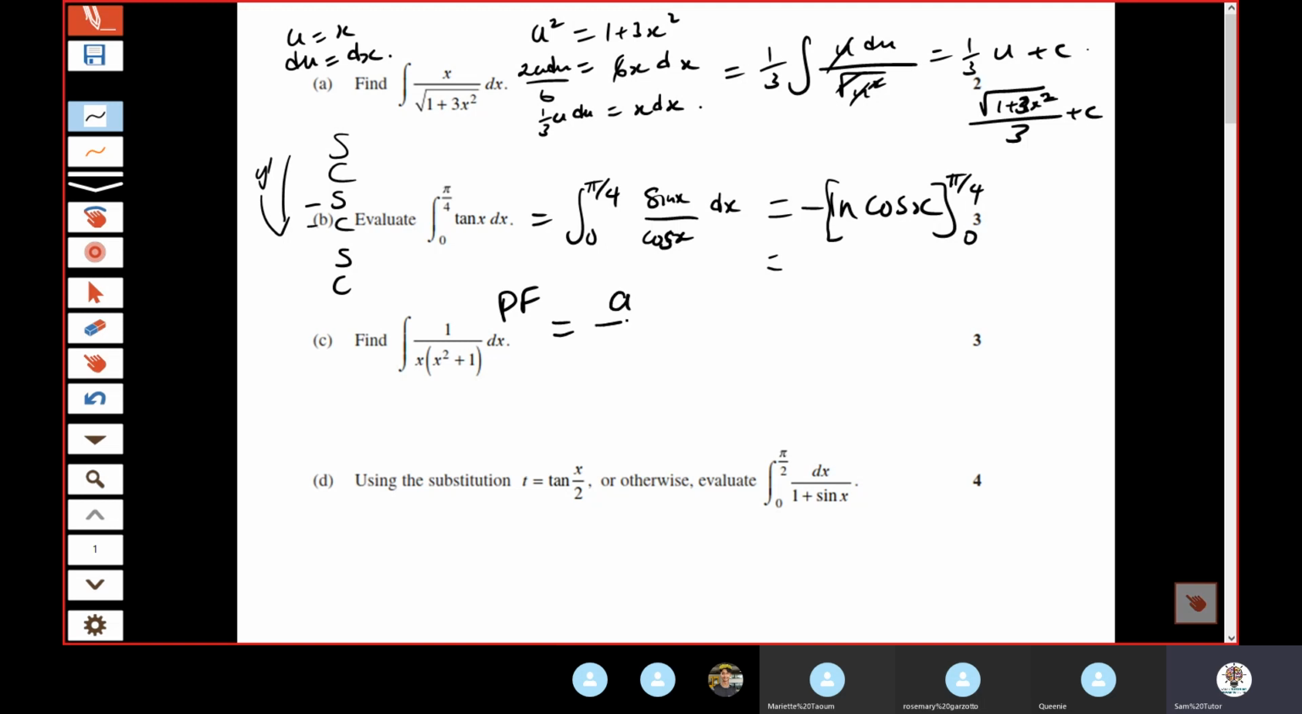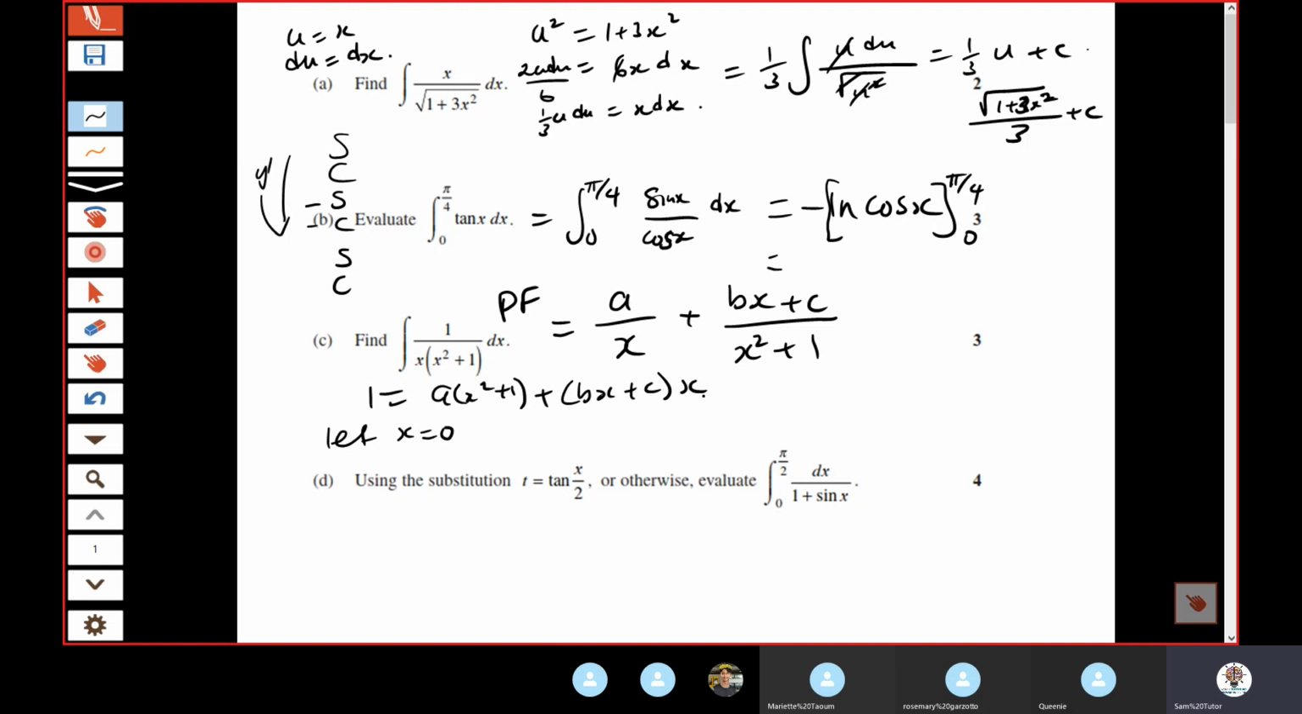If it's linear, you write a constant. If it's a non-reducible quadratic, we write bx plus c. Right, we write a linear. And then we do what we used to. 1 equals a times this plus bx plus c times this. Then we usually let this bit equal to 0 or find a value where it equals 0. So in this case, let x equal to 0. That's all gone. 0 plus 1 is 1. I think we get a equals 1.